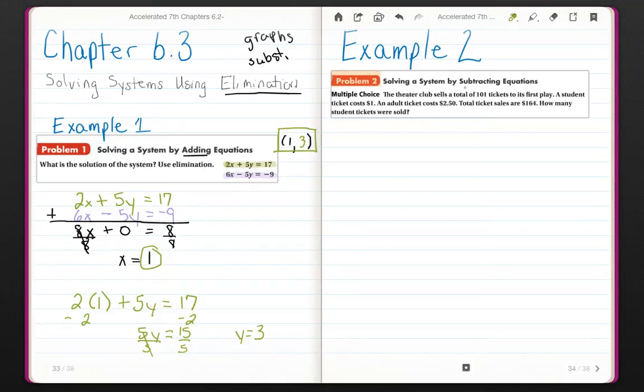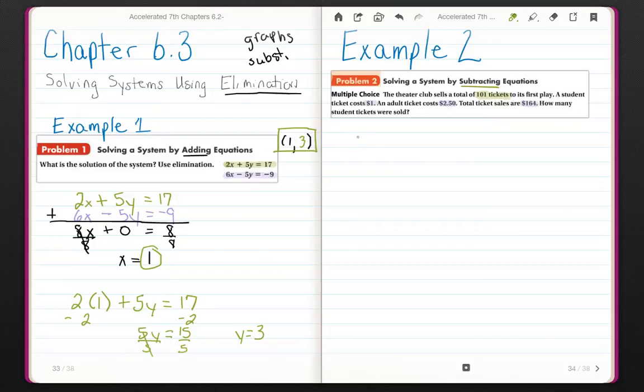Over here in example 2, we're going to solve a system by subtracting equations. But first I have to write them. So the theater club sells a total of 101 tickets to its first play. A student ticket costs $1, an adult ticket costs $2.50. Total ticket sales are $164. How many student tickets were sold? So I know a student costs $1, an adult costs $2.50. The total was $164. Sold a total of 101 tickets.